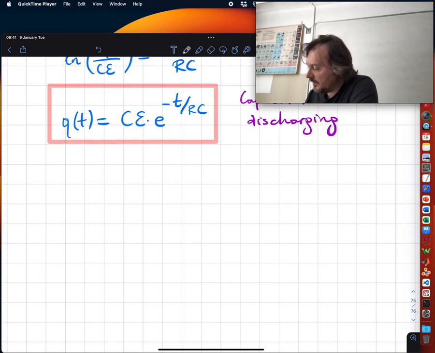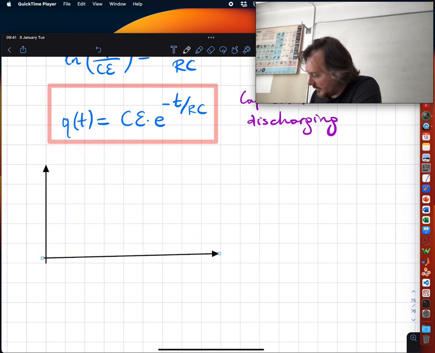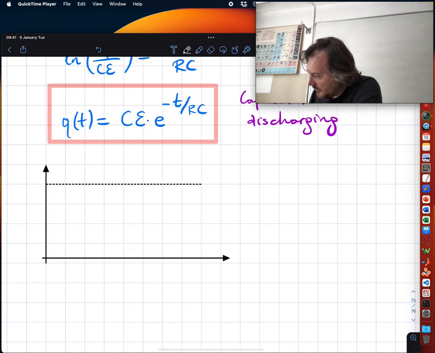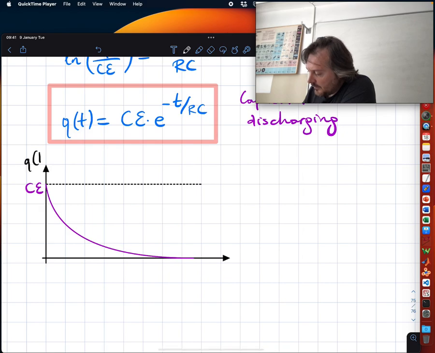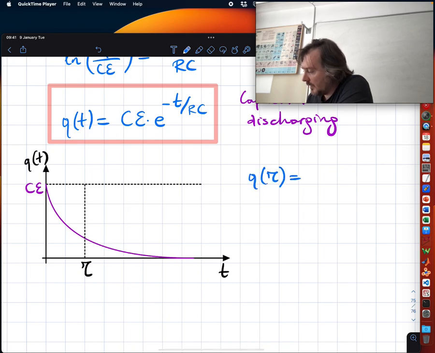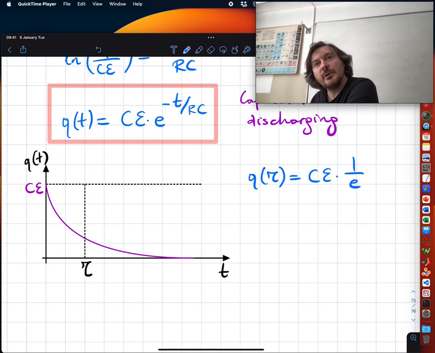How does it look? Just like I mentioned earlier, but let's plot it again. You have some CE, starting at CE and going like this. Do you have any questions? So at time t equals tau, it decreases down to what? CE times 1 over e, right? 1 minus 1 over e was 0.63, so this must be 0.37. So it approaches 0.37.